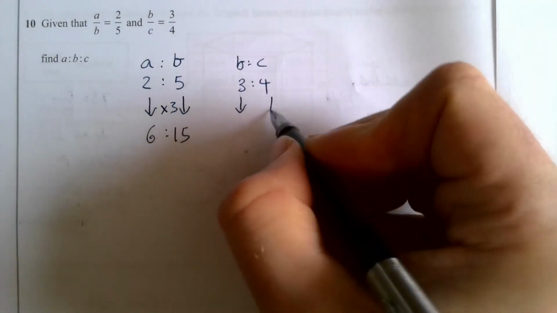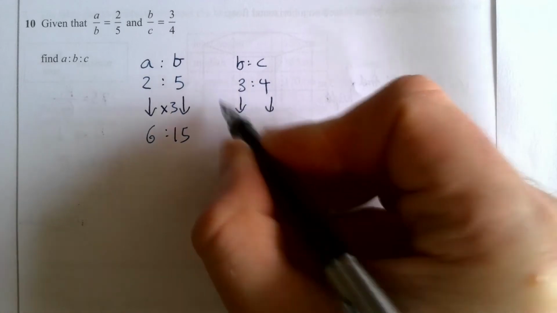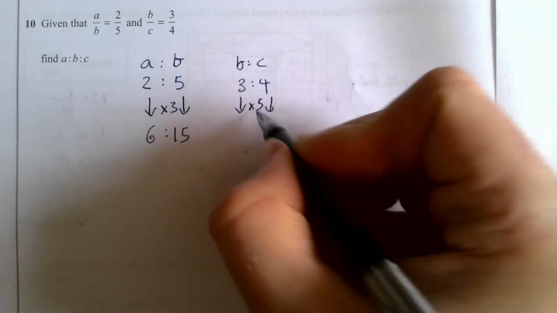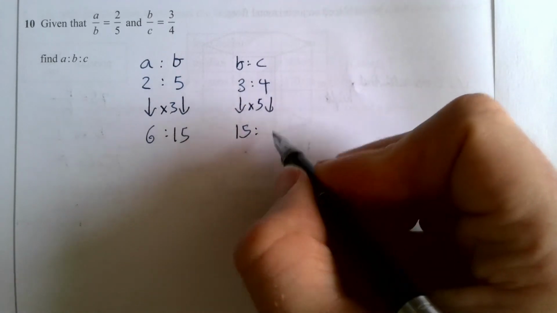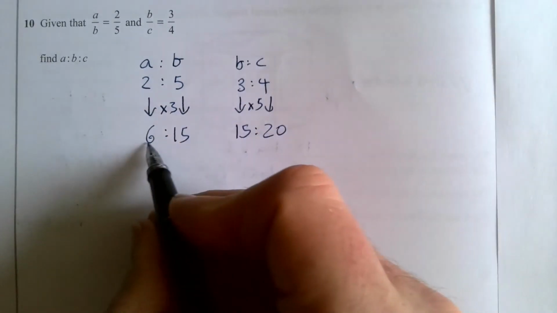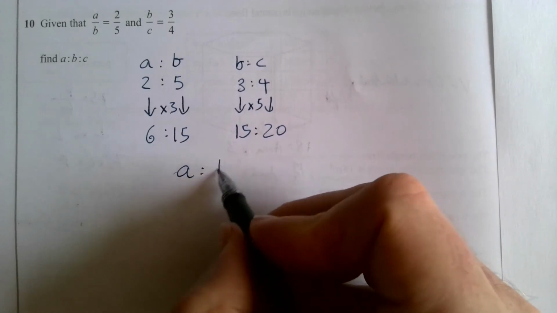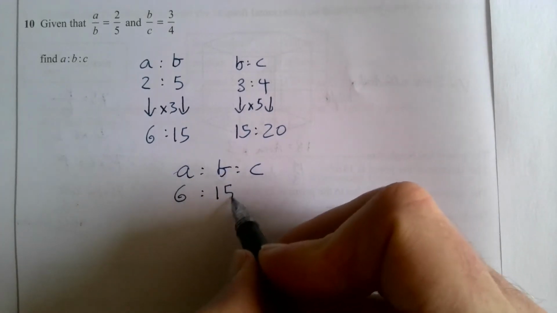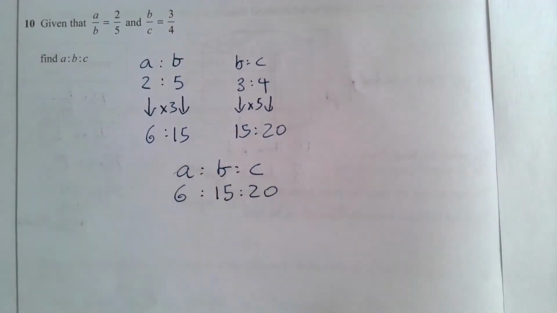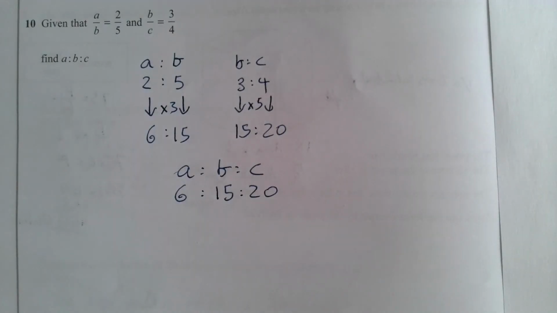And the reason I'm doing that is I want to get both these b's to be the same number. 3 times 5 is 15, lowest common denominator of 3 and 5. 5 times 4 is 20. Now I can say a to b to c is 6 to 15 to 20, and it's done.